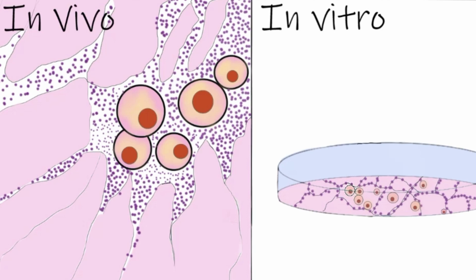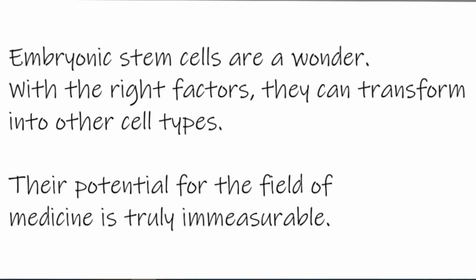For example, with cardiomyocytes, the molecule you would find in their microenvironment is retinoic acid. And retinoic acid serves to develop the tissue of the atriums of the heart. With the microenvironment of the adult cells and the direct contact the stem cells have, differentiation is prone to occur. Embryonic stem cells are a wonder. With the right factors, they can transform into other cell types. Their potential for the field of medicine is truly immeasurable.